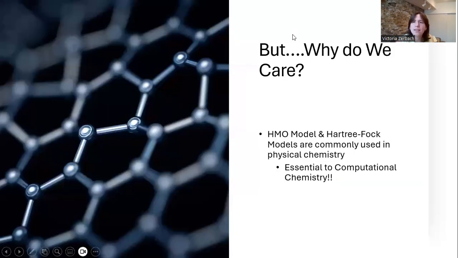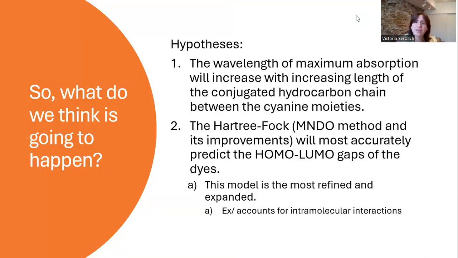But why do we even care if these methods are accurate? Well, the HMO model and Hartree-Fock models are commonly used in physical chemistry, and they're essential to computational chemistry, so we actually care if these things are doing a good job, if they're accurate, when we're doing our further analyses and applications. So what do we think is going to happen in this experiment?